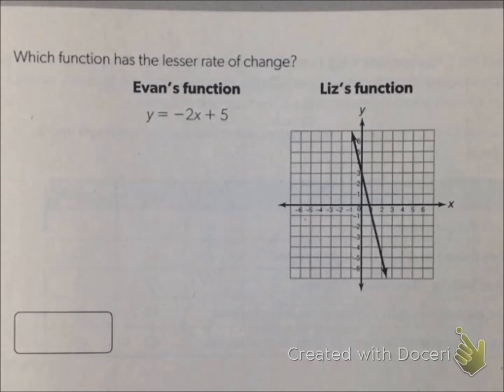So let's look at an example problem. It says, which function has the lesser rate of change? So we're going to find the rate of change for both functions and pick which one is the smallest. Evan's function gives us the equation y equals -2x plus 5. If you'll remember from earlier that if your equation is in slope-intercept form, which ours is, the rate of change is the number in front of x. So in Evan's function, his rate of change is -2.